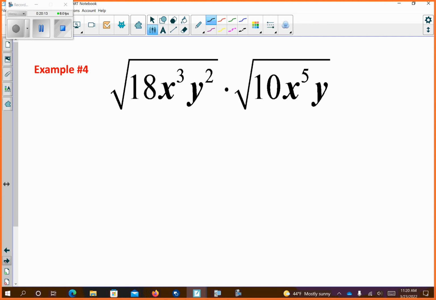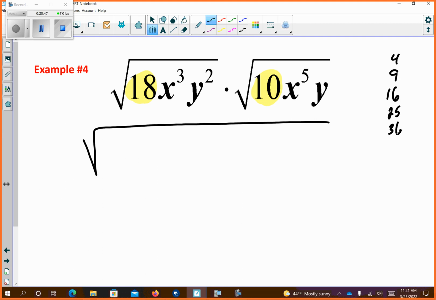Let's see. I'm going to take my time on this. I'm going to put it all underneath one radical. So let's talk about the 18 and the 10. I guess I could multiply them together to get 180, but my perfect squares only go to 144. So let's see if we can break those down a little bit differently. Actually, let's list our perfect squares: 4, 9, 16, 25, 36, 49, 64, 81, 100. I think we've gone far enough.